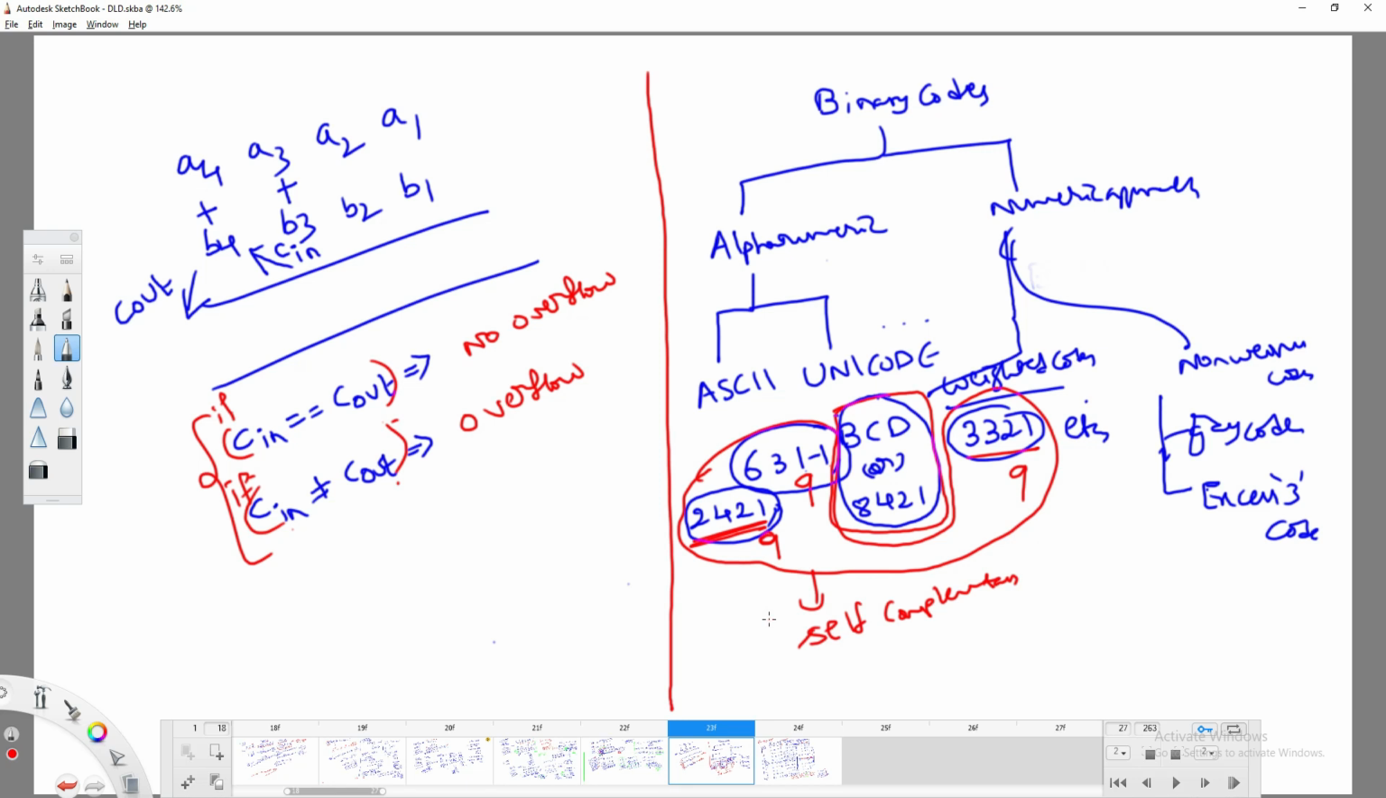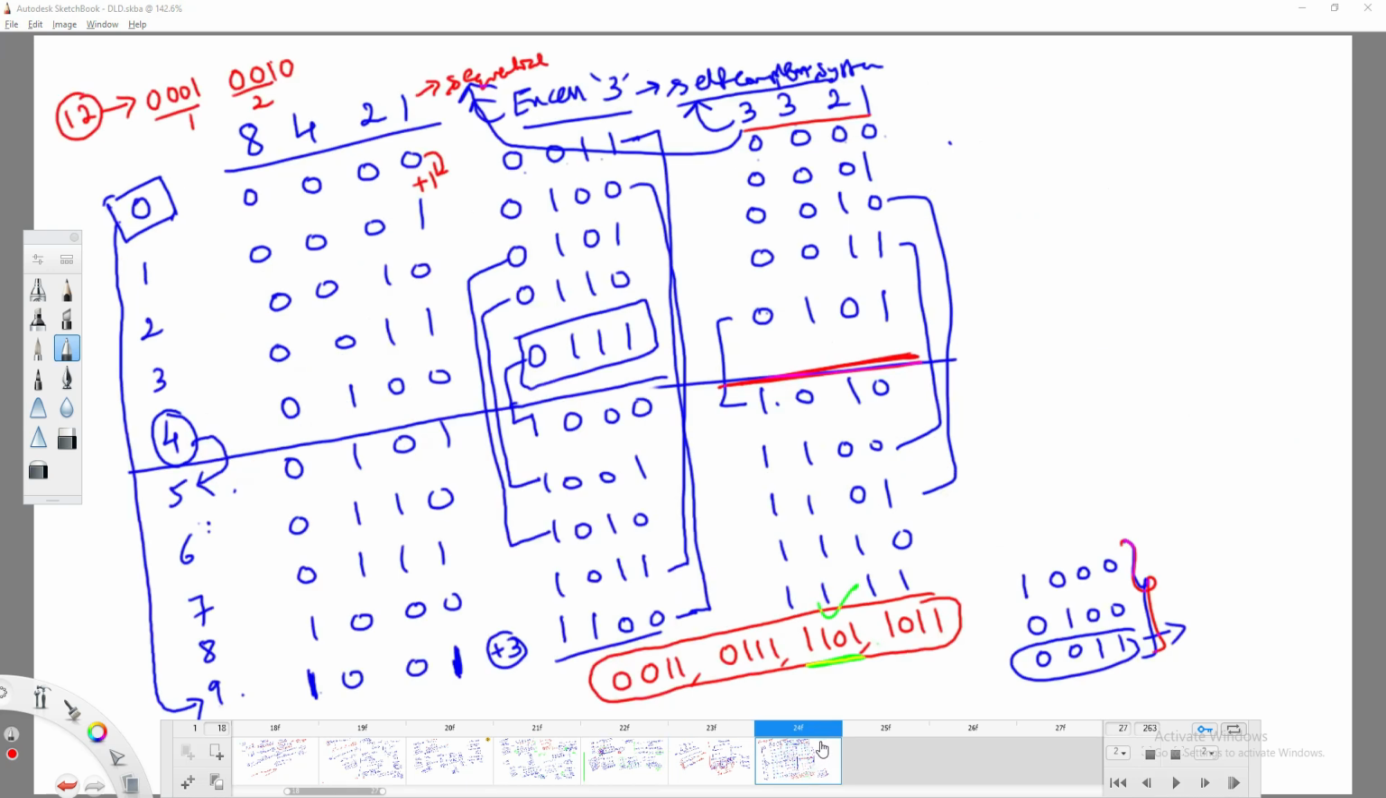If I am saying that it is a self-complementary system, whose sum will definitely be 9. Is it okay? Okay. Now try to do this example. If I have the number 756 base 10, try to write it in BCD format and try to write it in 8421 format. Are BCD and 8421 both the same or not? Yes. Right.